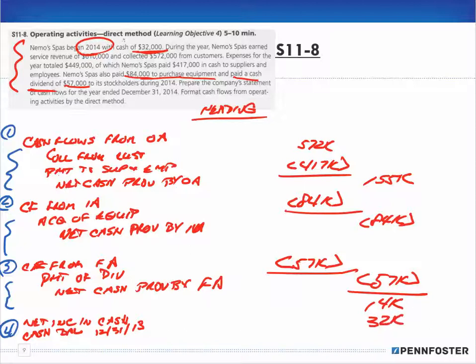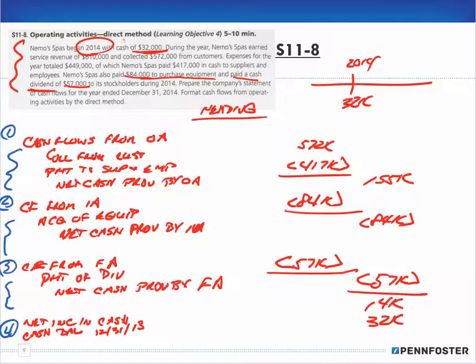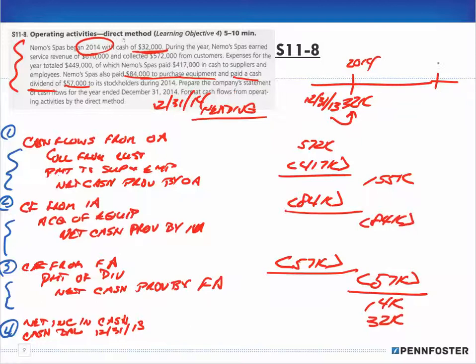Why? Because it says it began, if we draw a timeline, and if this is 2014 and it's beginning with 32,000, all right, that means 12/31/2013 has the balance of 32,000. And right now, we're looking at the heading date of 12/31/2014. So we're looking at this date as 12/31/14.